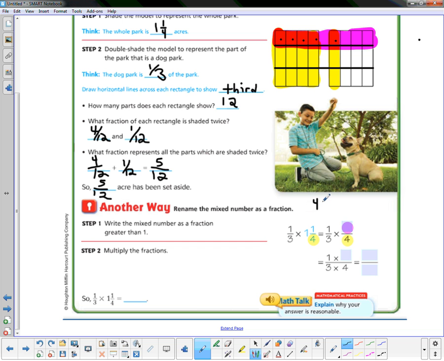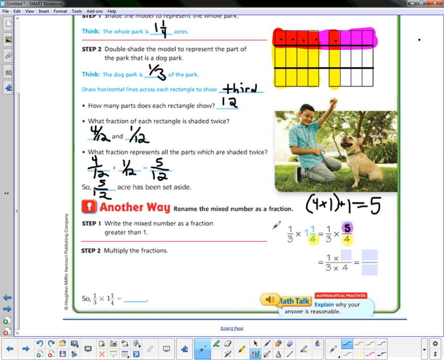4 times 1 plus 1. Remember, I want to do that first. So 4 times 1 is 5. I'm sorry, I almost led you astray. 4 times 1 is 4, plus 1 is 5. So 5 will be our new numerator.